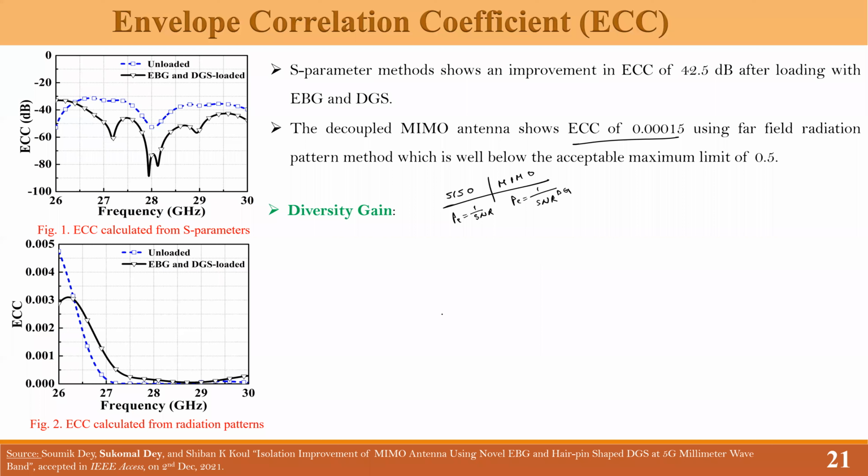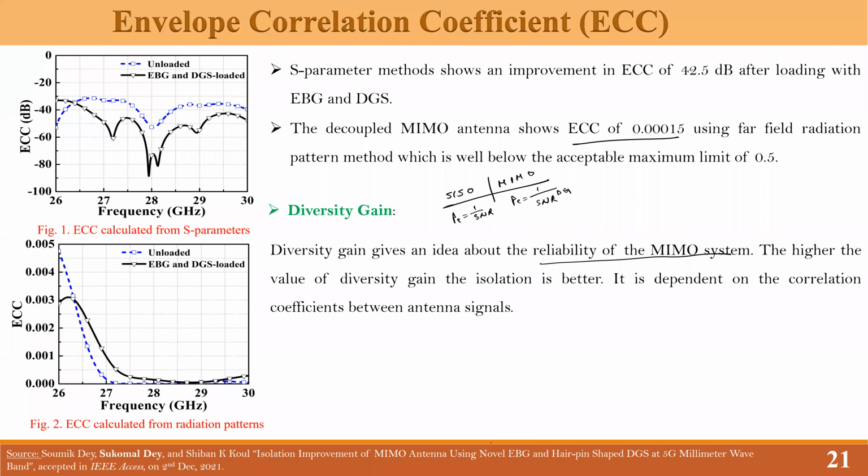The higher the value of the diversity gain, the better the isolation. It depends on the correlation coefficient between the antenna signals. How can you represent the diversity gain? 10 times the square root of 1 minus ECC squared. Hence, the ECC is a very, very important number. If you have a very low value of ECC, automatically your diversity gain will be close to 10, that is 9.99.